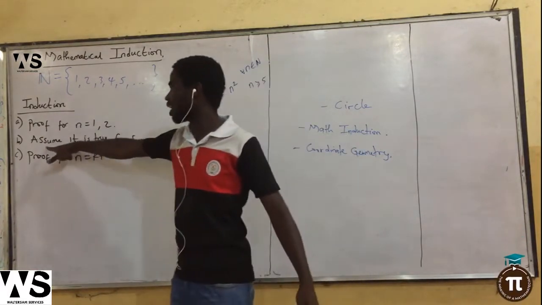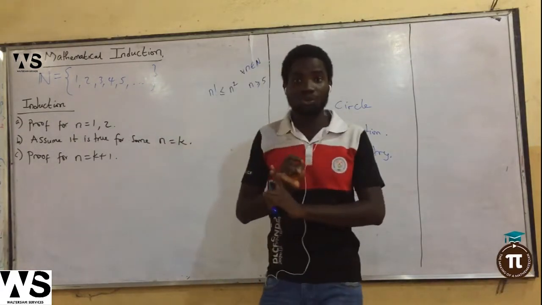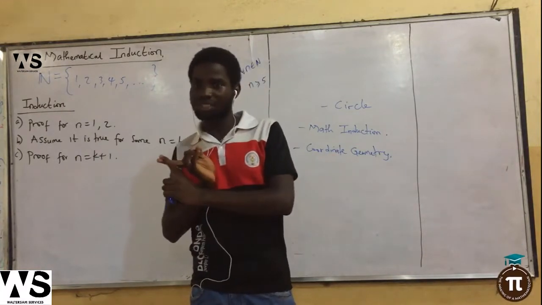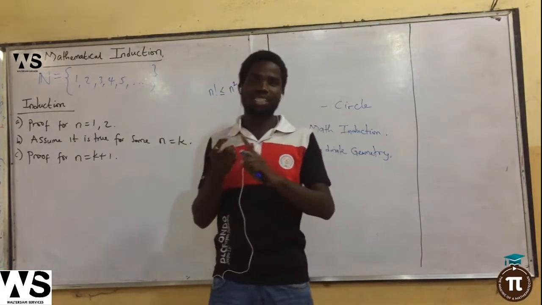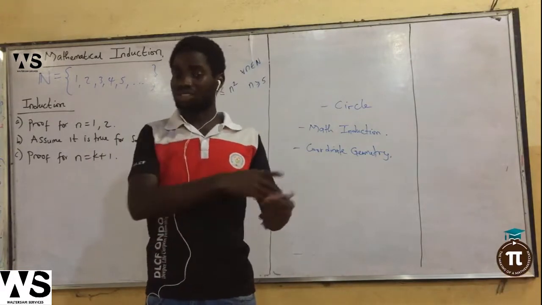Now this second one means that we assume it is true for some n equal to k. I have checked for 1, it's true. I've checked for 2, it's true. I've checked for 3, it's true. Now, how am I sure that if I check for 4, 5, 6, 7, 8, 9, 10, it will always be true? You can't continue going that way.